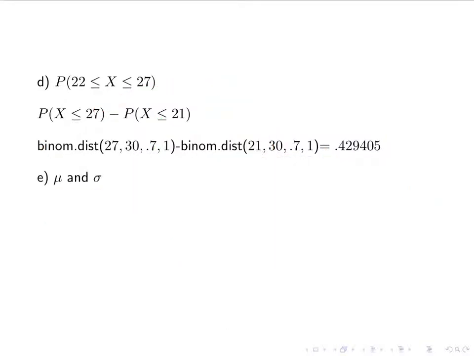Okay, so the last part for this question, part E, again, we'll find mu and sigma. So mu is n times p, which is 30 times 0.7, so 21. We would expect 21 students to hand their homework in on time. And then sigma is the square root of npq. So again, n is 30, p is 0.7, which makes q 0.3, and we get 2.51.